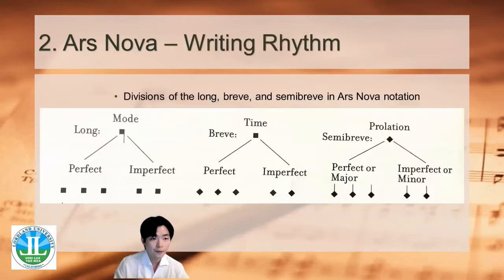So for now, I'm going to talk about writing rhythm. What made the new musical style of the Ars Nova possible was the set of innovations in notating rhythm, innovations that underlie our modern system of whole, half, quarter, and eighth notes and rests.